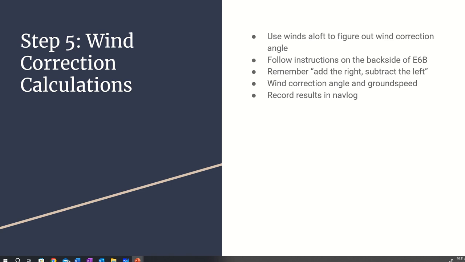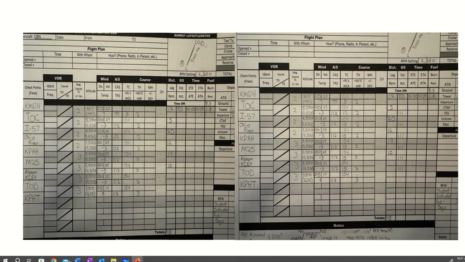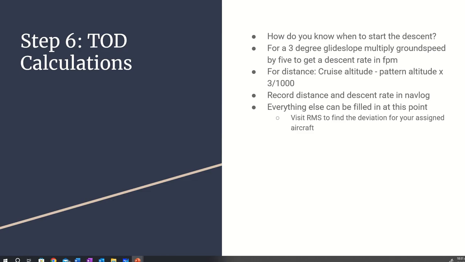That's what we kind of talked about already, right, for the wind correction. So add to the right, subtract to the left. If you've got positive numbers, then you need to add, right? If you've got negative numbers, then you need to subtract. And then throw all the values into your nav log and everything, as we've talked about. And then for top of descent calculations, you've got a few different ways to go about doing this. You can desire a 3-degree glide slope, and you can figure it out from there using the information I have here. Or if you want a particular rate of descent, you can go off of that as well.